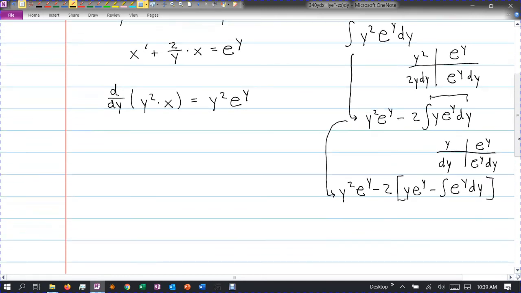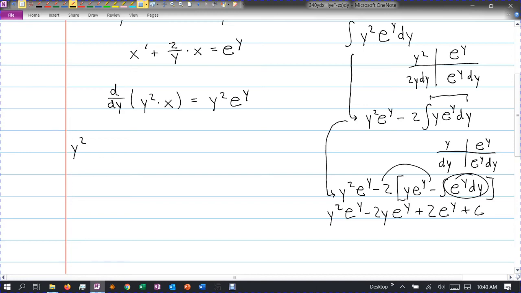And I can get a final answer here. Y squared e to the y minus 2y e to the y, and then plus 2e to the y, and then plus a constant. So antiderivative, that's just e to the y. I'd have to distribute that negative 2 through, so we should be there.